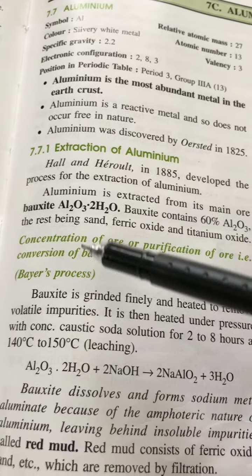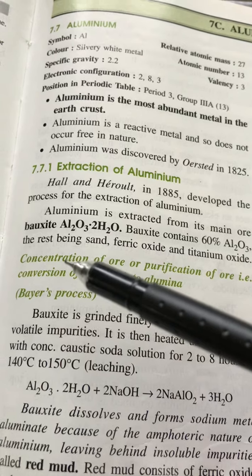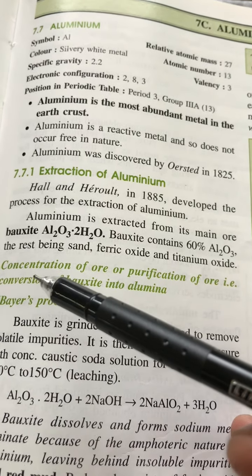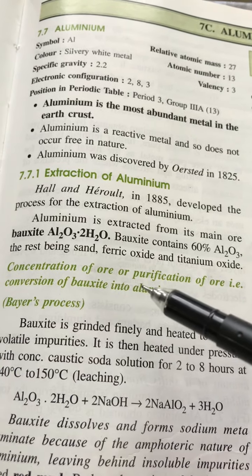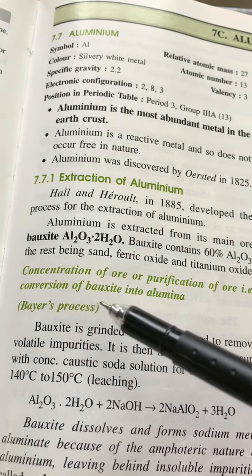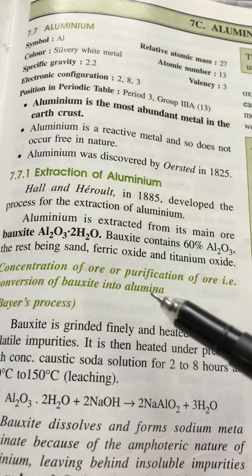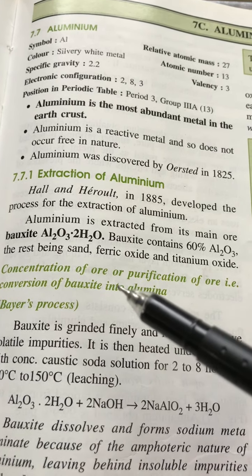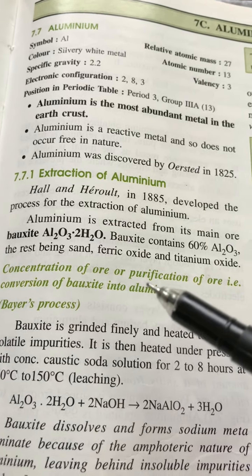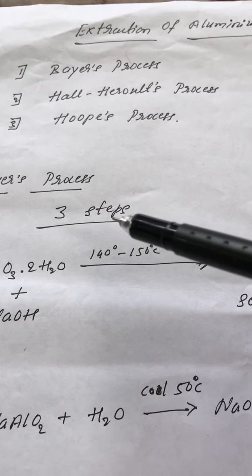In your textbook, you can go through this method, which is given in your textbook. Bayer's process is nothing but the first process where we do the concentration or purification of the ore, that is conversion of bauxite into alumina. What I am explaining, try to understand. We are just converting the raw ore, that is bauxite, into alumina, not into pure alumina. So, Bayer's process has 3 different steps.